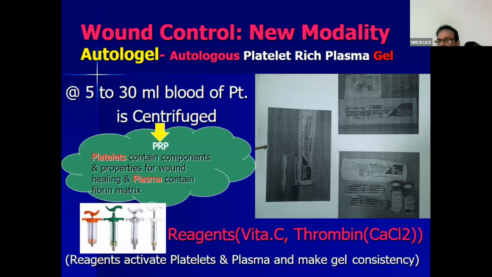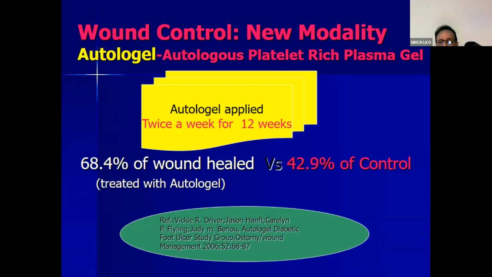So in this procedure, around 5 to 30 ml of the patient's blood is taken and centrifuged, after mixing certain reagents like vitamin C or thrombin, which activate the platelets and plasma and make a gel consistency. This is applied over the wound, and it was found to be very effective in comparison to control management.